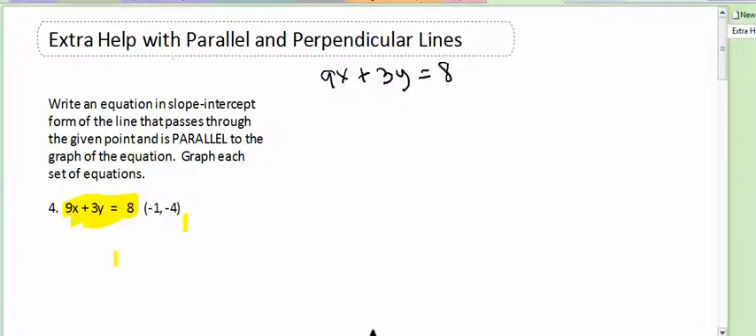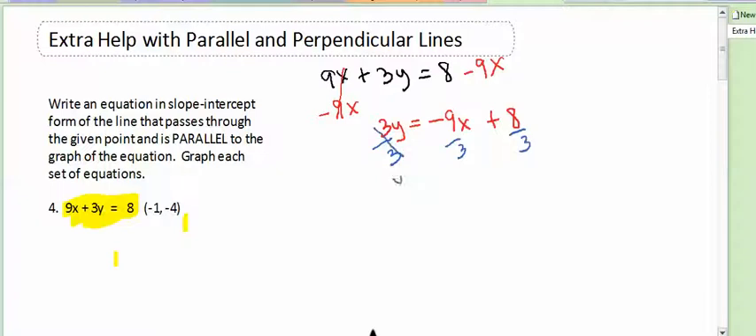Okay, I need to put it in slope-intercept form, so I need to get the y by itself. That means I'm going to move this 9x to the other side. Okay, it's a 0, it's gone. I have my 3y. I like my x in front, so I'm going to put negative 9x plus 8 over here. Okay, now I'm going to divide by 3, divide by 3, divide by 3.